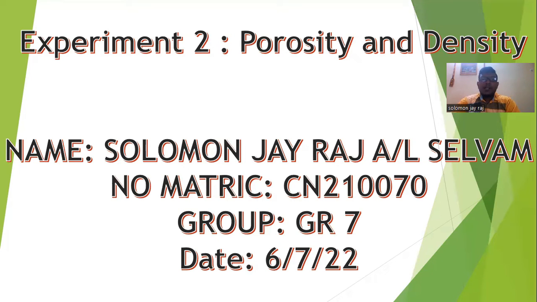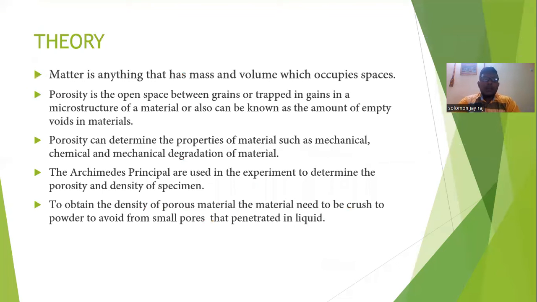My name is Solomon Gerard, matrix number CN210070. Today I'm going to talk about Experiment 2, about porosity and density of a material. I'm from group 7 and today's date is the 6th of July 2022. So the theory comes like this.